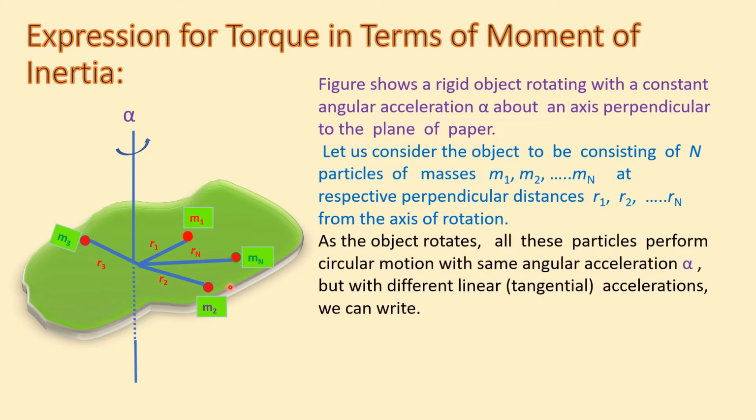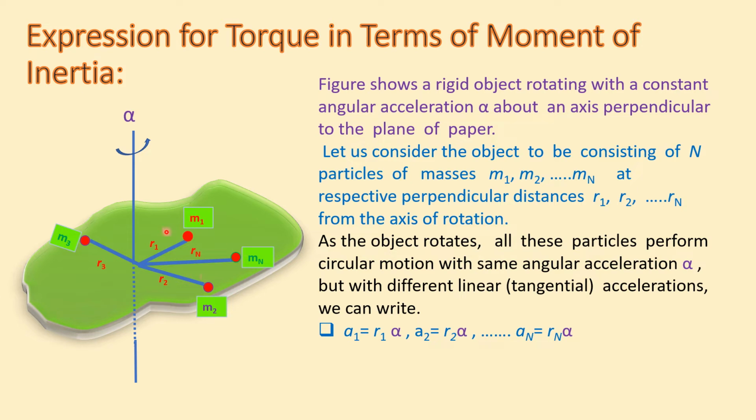As the object rotates, all these particles perform a circular motion with the same angular acceleration but different linear acceleration, and hence we can write that a1 is equal to r1 alpha, a2 is equal to r2 alpha, a3 is equal to r3 alpha, and so on, an is equal to rn alpha.